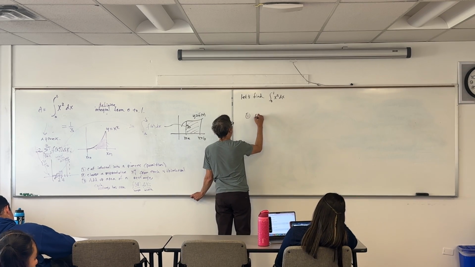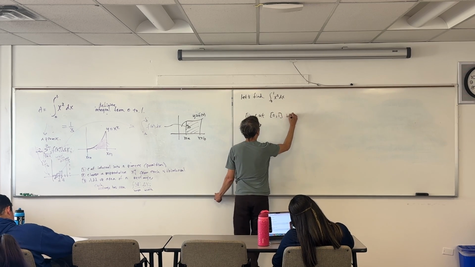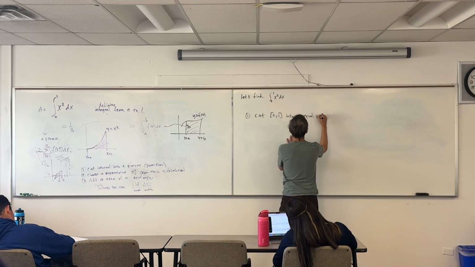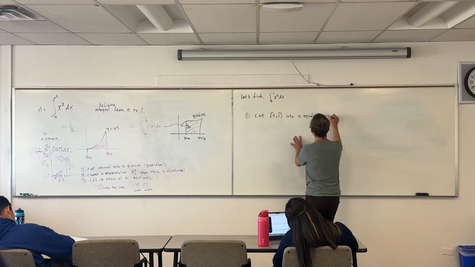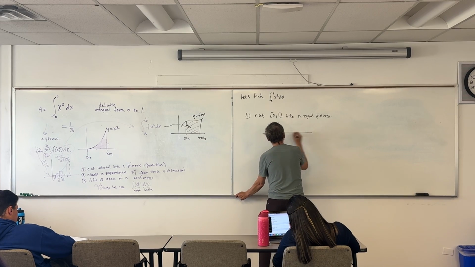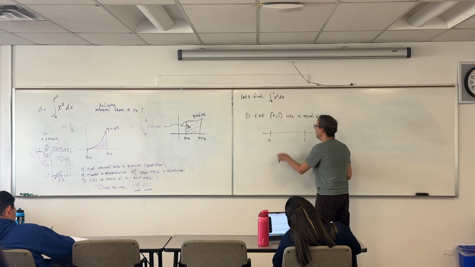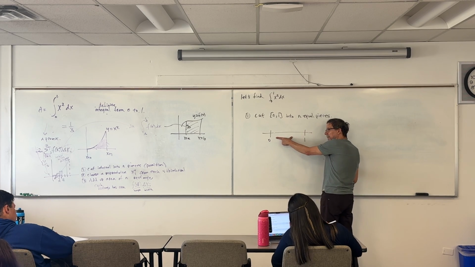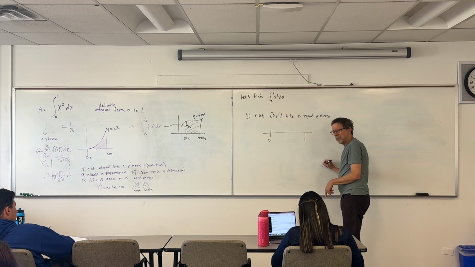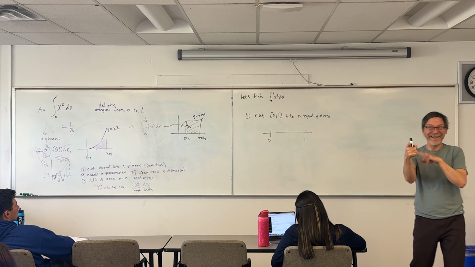Step 1, we're going to cut the interval 0 to 1 into n equal pieces because it just makes life a lot easier for this. So let me just show you. Here's 0 to 1, here's 0, and here's 1. If I cut this into n pieces, how big is each piece? What's the formula?